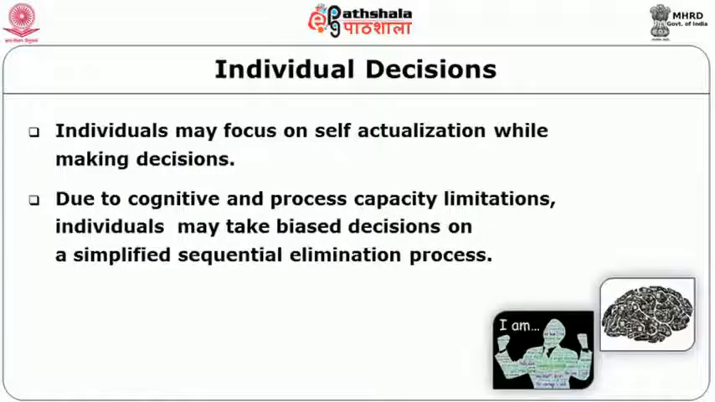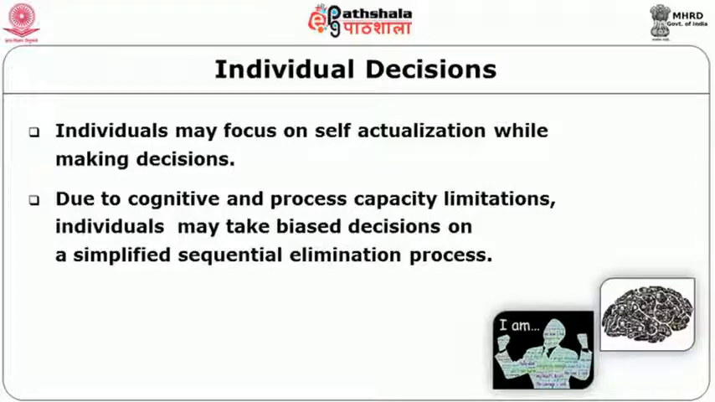Now the next type is individual decisions. Individual decisions are taken for the person himself or herself. These decisions can be said to satisfy the needs and desires of the person. For example, in our day-to-day life also we take a lot of decisions. These decisions which are made for ourselves are known as individual decisions, taken for the individual himself or herself.